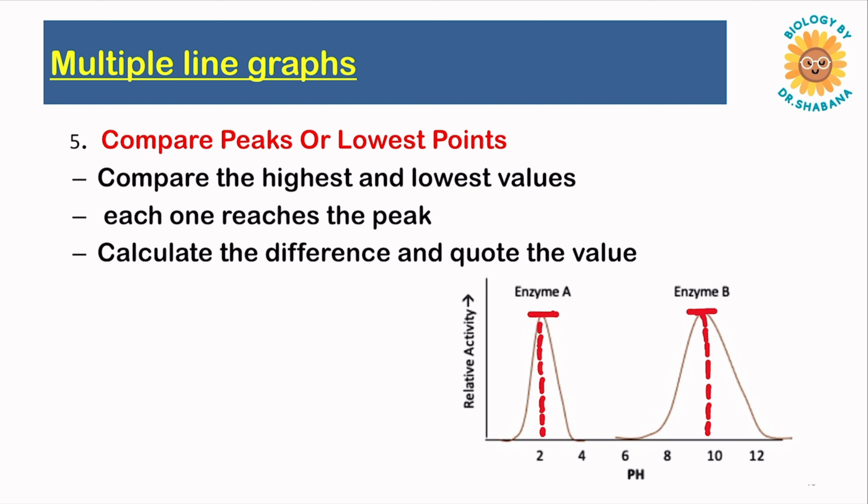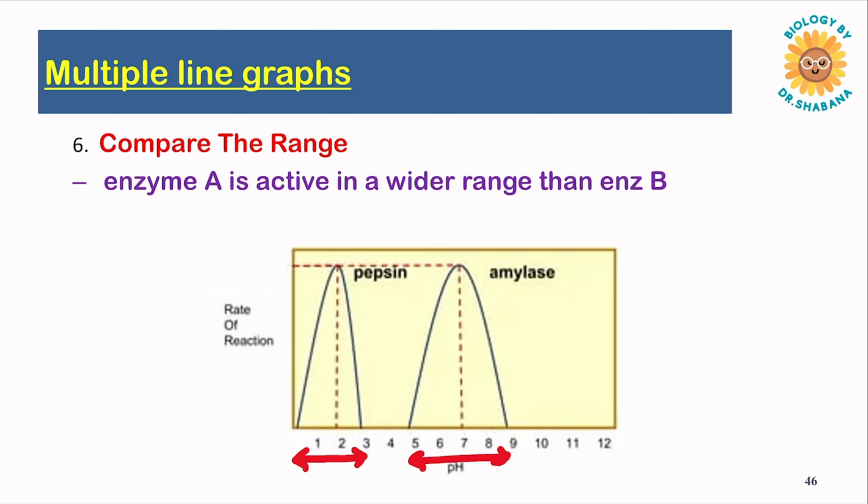You can mention the units, you can compare the peaks. So the peak of enzyme A is at a pH of 2, whereas for B it is at a pH of 10. Calculate the difference and quote the value as well. You can compare the ranges. For this enzyme, pepsin, the range is between 0 and 3, peak being at 2, whereas for amylase the optimum is 7, but the range is between 5 and 9. This will also give you another mark.